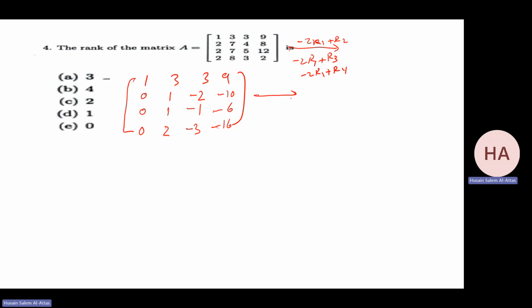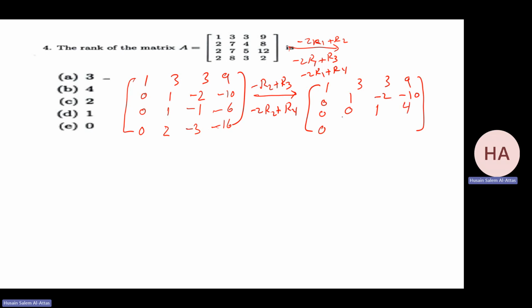Okay, now I have minus R2 plus R3, minus 2 R2 plus R4. See what will happen. 1, 3, 3, 9, 0, 1, minus 2, minus 10. Multiply by minus 1 and add, that will be 0. Minus 1 and add, that will be 1. Minus 1 and add, that will be 1. Minus 1 and add, that will be 4.